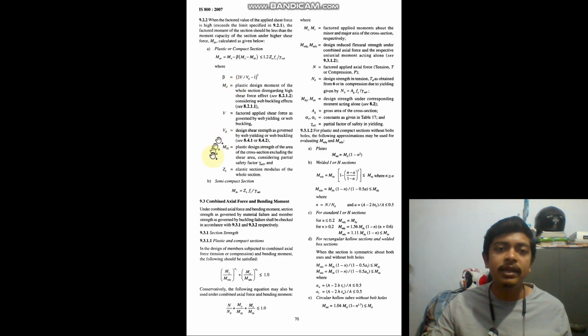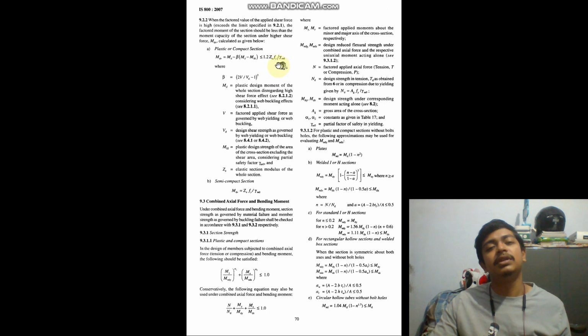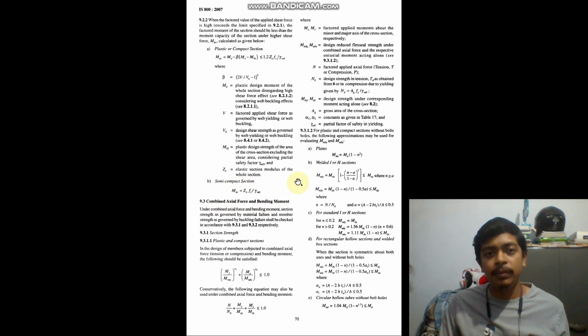So you can easily calculate the moment capacity in case of high shear case using this formula. And again this cross check will need to be there because obviously you don't want yielding to happen in working load conditions, right? And also for semi compact section another formula is given there, right? So this is all about shear capacity of the section and high shear and low shear case.